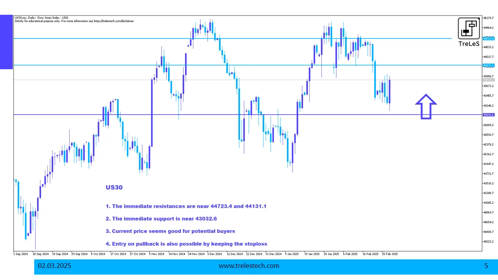The fourth chart presents US30. Currently, the immediate resistance is near 44,723.4 and 44,131.1, while the immediate support level is around 43,032.6. Given the price action, this level looks favorable for potential buyers. A pullback entry isn't possible while keeping the stop loss.